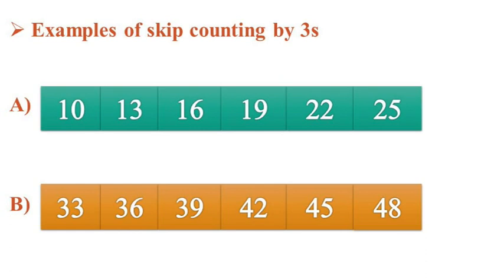Start at 30. We have to add the number 3 to get the next numbers, following skip counting by 3. 30 plus 3 will get 33, 33 plus 3 will get 36, 36 plus 3 will get 39, 39 plus 3 will get 42, 42 plus 3 will get 45, and 45 plus 3 will get 48.